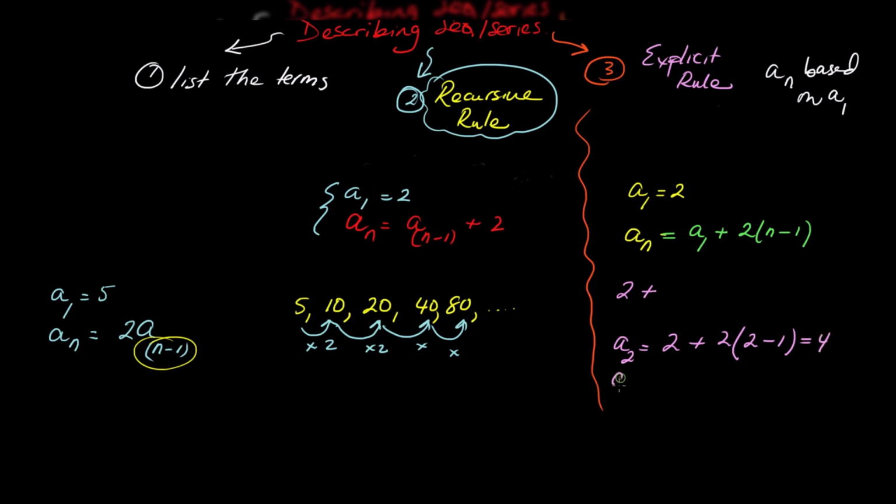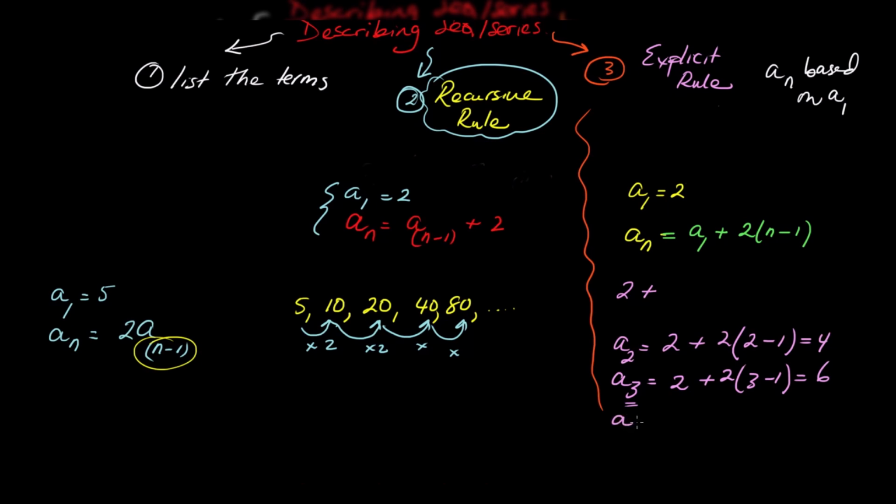And then I can get the third term, not based on the second term, but based on the first term. The first term was 2. And then 2 times the quantity n. In this case, n is 3. So 3 minus 1. So 3 minus 1 is 2. 2 times 2 is 4. 4 plus 2 is 6.